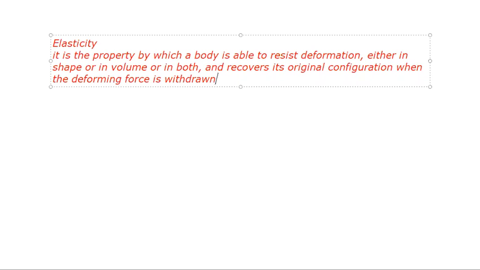Elasticity. Elasticity is the property of a body by which it is able to resist deformation. Now, let me explain what is deformation. When you pull a rubber band or a string or a spring, there is a change in its shape and volume. The force which you are applying is known as the deforming force, right? Because you are actually applying that force to change the shape and size of that object, right?